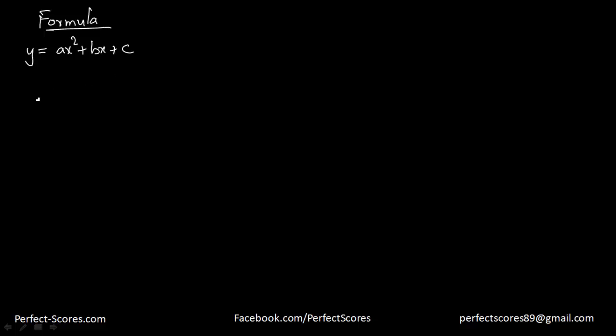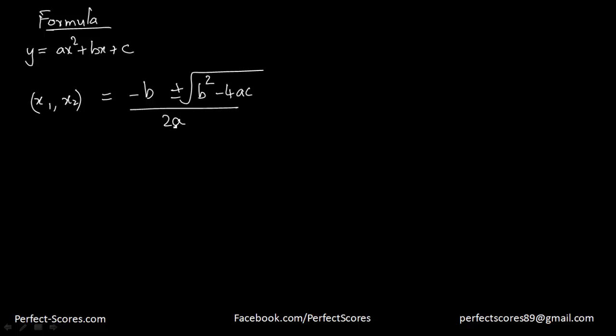So the roots of the function, let's suppose these are the two roots of the function, are going to be given by this formula: minus b plus minus square root of b square minus 4ac, divided by 2 times a. These are two different values, one plus something and one minus something, that will give you the value of this root and this root.